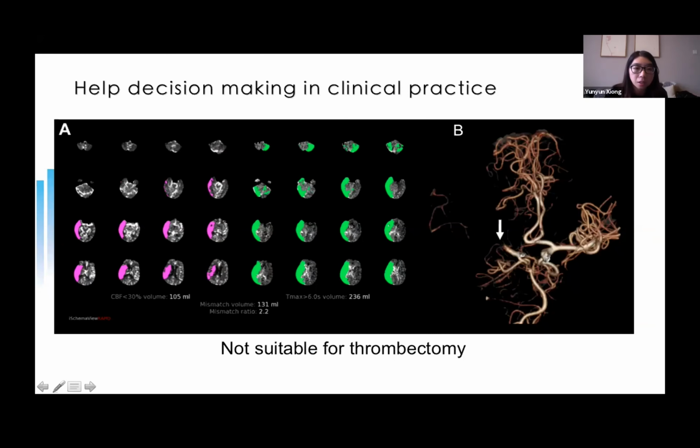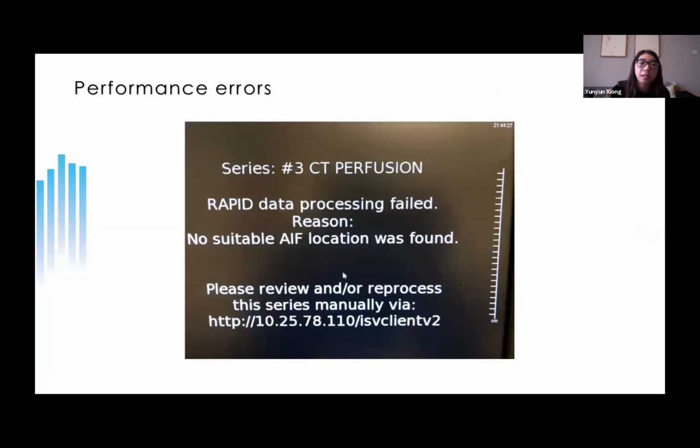But because the core volume was more than 70 milliliters, this patient is not suitable for thrombectomy, because that 70 milliliter is the exclusion criterion for most thrombectomy trials, and it carries a higher risk for hemorrhagic transformation.